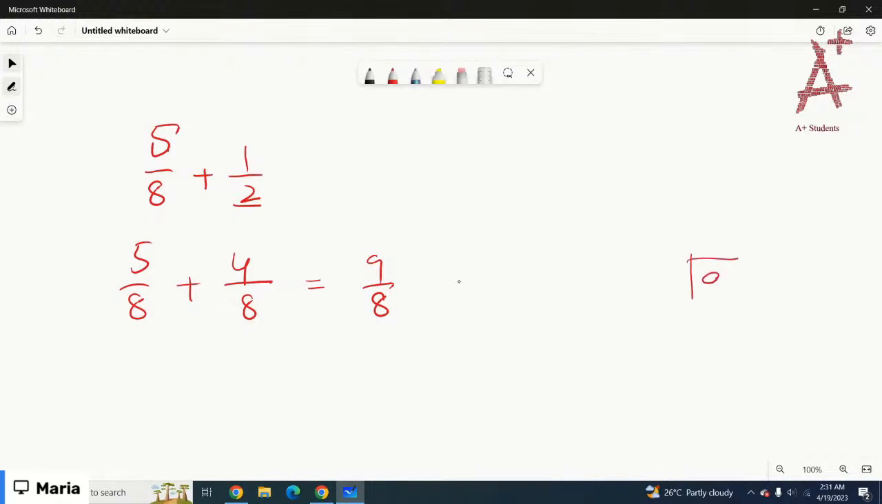So the numerator is greater than the denominator. That means you can divide the numerator by the denominator. So 8 times 1 is 8. So 9 minus 8 is 1. Got it? So it would be 1 whole 1 over 8. So the correct option is 1 whole 1 over 8.